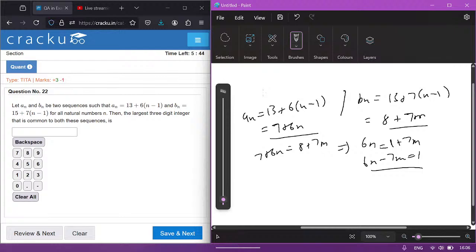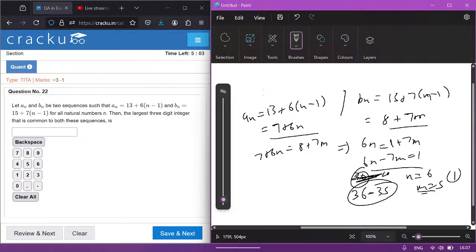What do we get? Can we do hit and trial? m cannot be minus 1, because they are natural numbers. So if we take n as 2, no. 3, no. 6 into 5 is 30, 30 minus 35, 30 minus 28, no. Yeah, we can get it when this is 36 and this is 35. So when n is 6, m is 5.